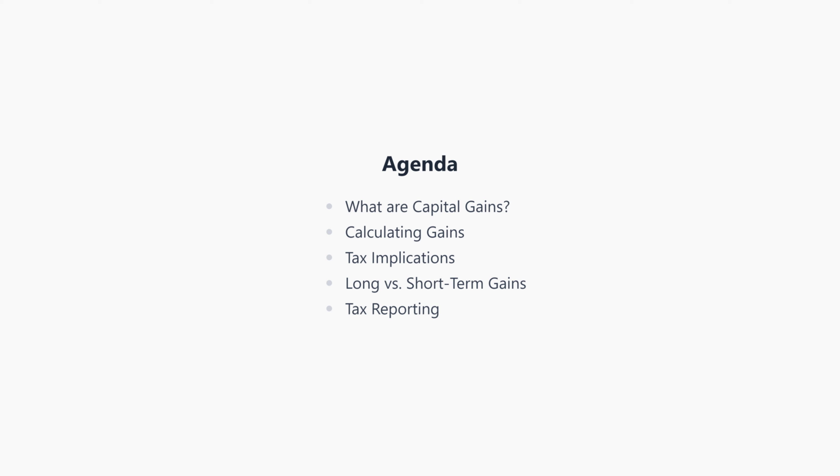First, we'll start by defining what capital gains are. Next, we'll look into how to calculate these gains. Then, we'll discuss the tax implications of selling investments. We will also differentiate between long-term and short-term capital gains and their respective tax treatments. And finally, we'll look into tax reporting requirements for capital gains.